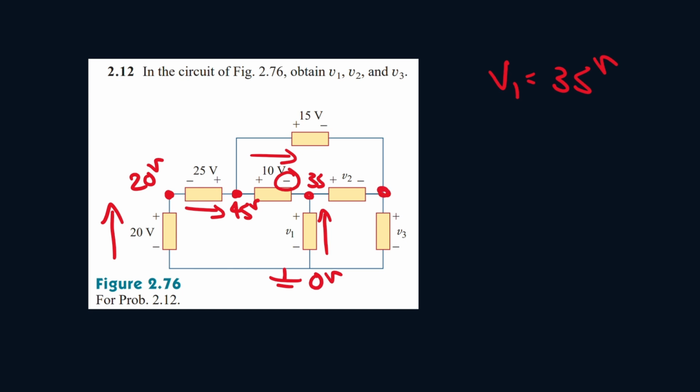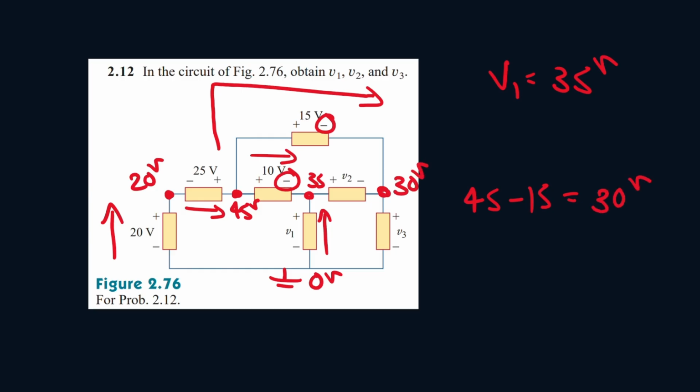Now, let's find this region, then we can solve the rest. We see if there was a current moving in this direction, it exits out the negative terminal, and we know we started from the 45 volts. This goes from 45 volts, then this is exiting out the negative terminal, it's negative 15, and that's equal to 30 volts. So that means it's 30 volts right here.